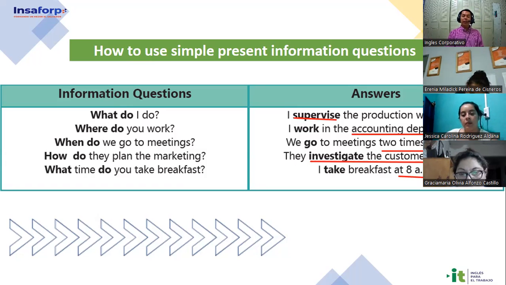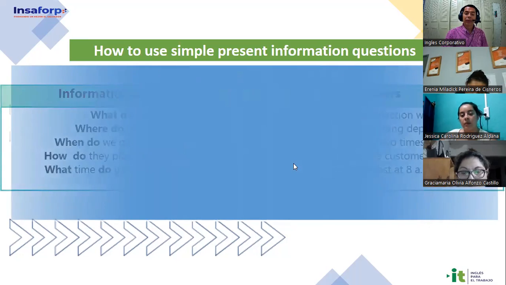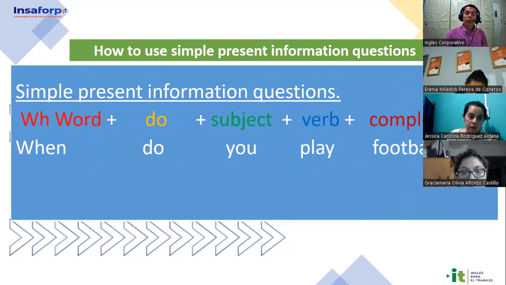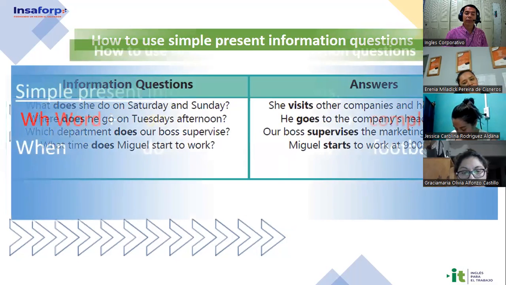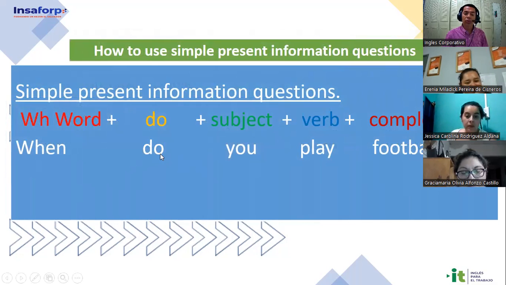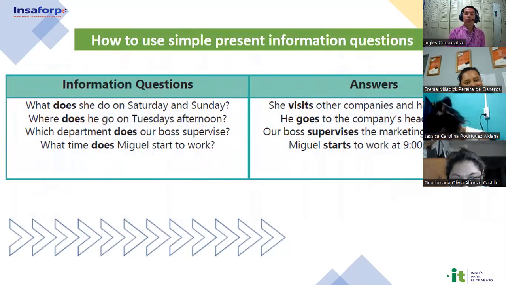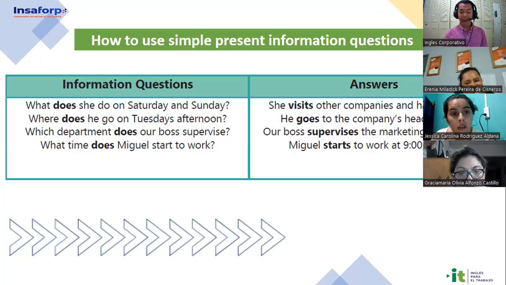And finally, what time do you take breakfast? At 8 a.m., right? Okay. Now, when do you play football? What is the auxiliary? Do. But what about when I use does? Does. What does she do? She visits. Where does he go? He goes to the company's headquarters. Which department does our boss supervise? He supervises the marketing department.